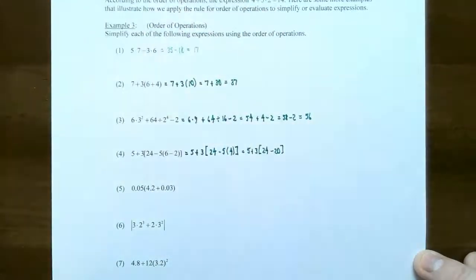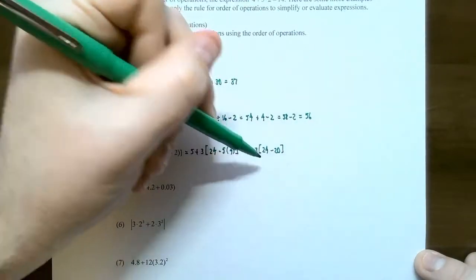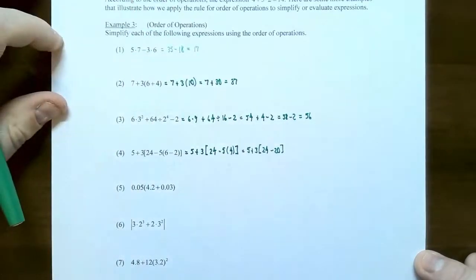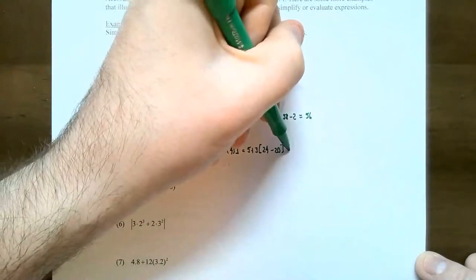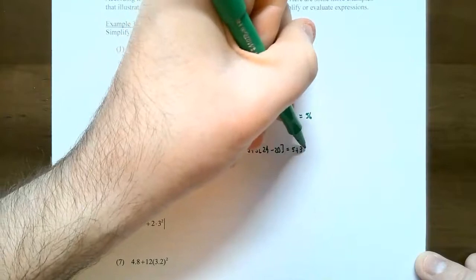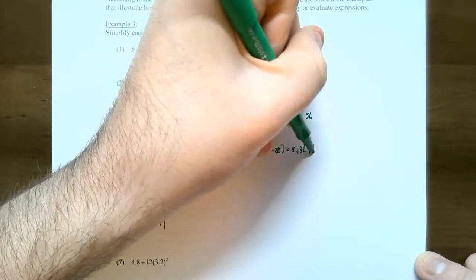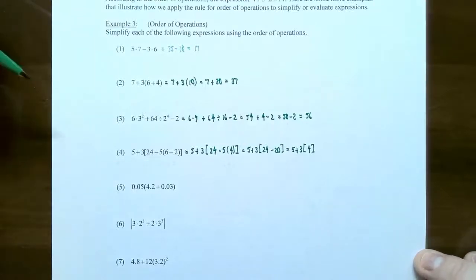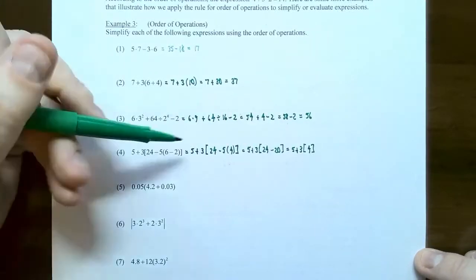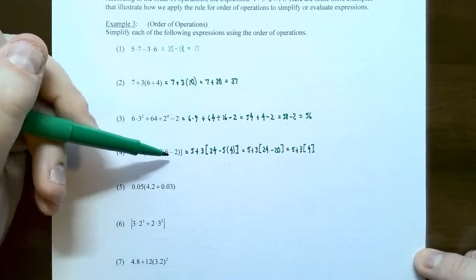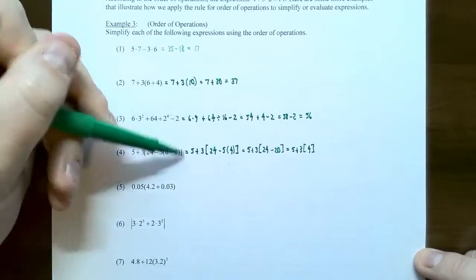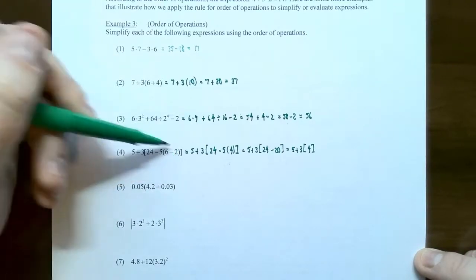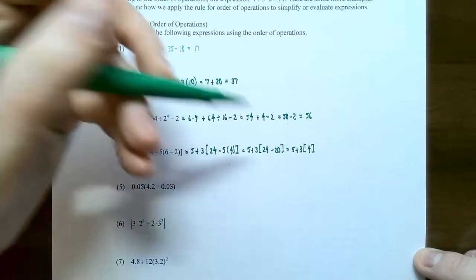Keep the grouping symbols. And now inside the square brackets, you have 24 subtract 20, and that's 4. So 5 plus 3 times the square bracket, 4. So that seems like a very long first step, but we took care of all the grouping symbols. We did the parentheses first because it's inside the square brackets, and then we did all the operations inside the square brackets to get 4.